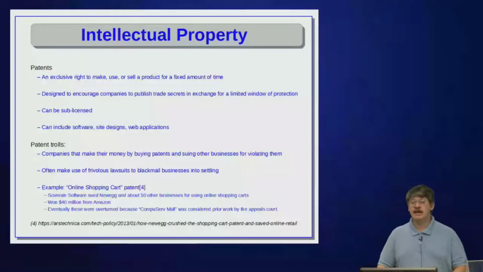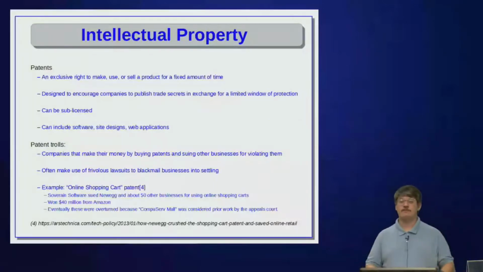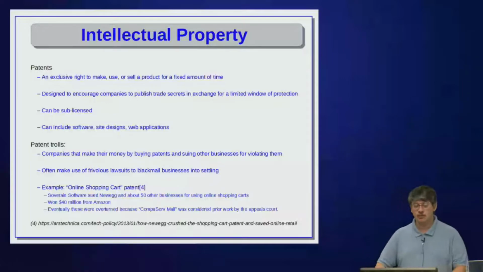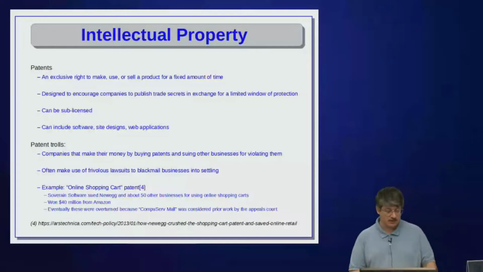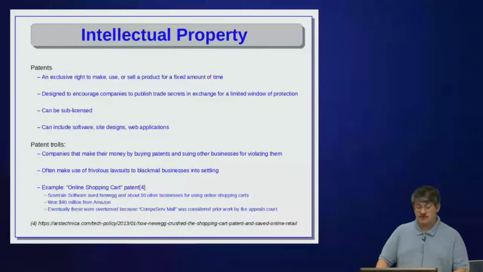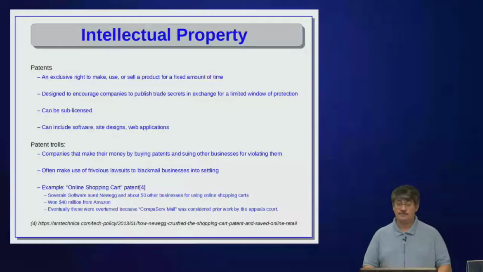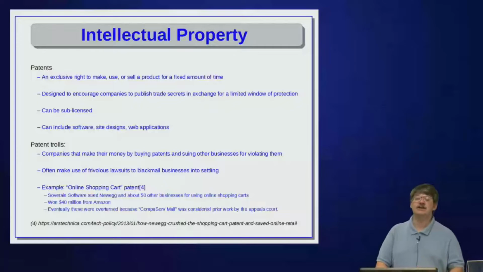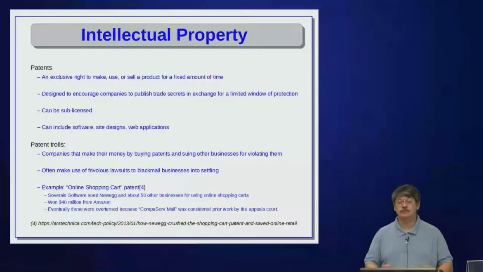Patents can actually be sub-licensed. If I discover some great formula for some chemical or something like that, I can actually sell the right to use my patent to someone, and some other company can actually manufacture it. And patents can include things like software and website designs, even web applications. So you need to be careful not to use somebody else's patented design without checking on whether you're allowed to use it or not, getting a license for it.